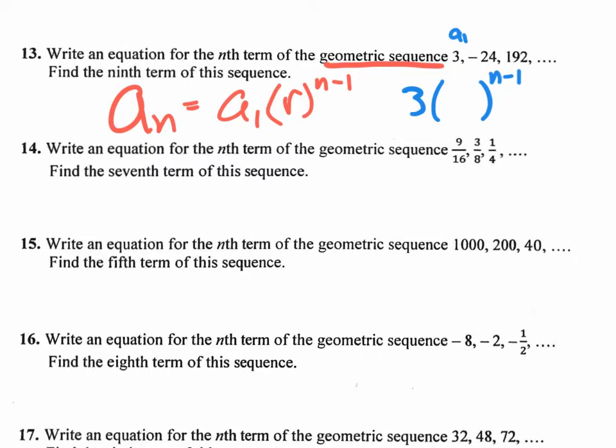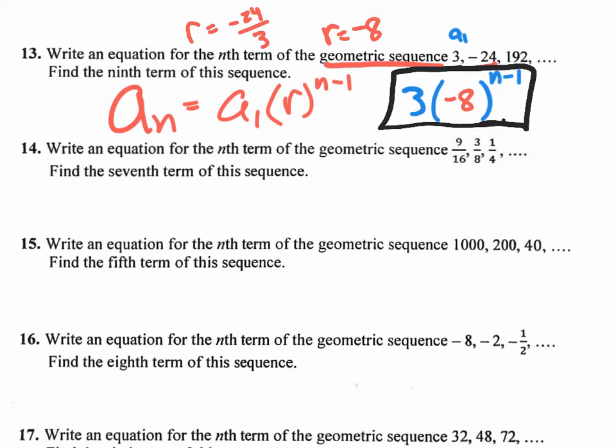How do I find a common ratio? I pick a number and divide it by the previous number. What's the common ratio here? Negative 8. Negative 24 divided by 3 is negative 8. I took the negative 24 and divided by the previous number, 3, so that gave me negative 8 as my common ratio. Now this right here is the machine that will produce the list.